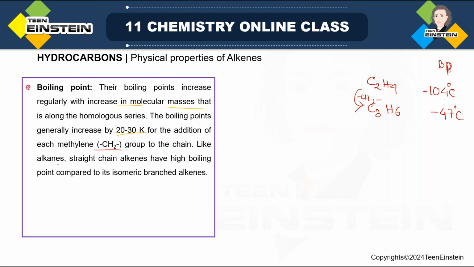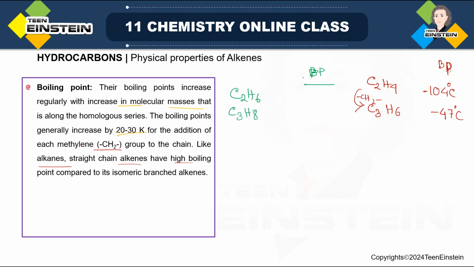Now compared to alkanes, straight chain alkenes have high boiling point compared to their isomeric branched alkenes. So the same thing that you have seen in case of alkanes, that also you can see here. Now we can also write the boiling point for the corresponding alkane so that you can compare. So C2H4, but now I will write C2H6 and C3H6, that means 3 carbon, the corresponding alkane is C3H8.